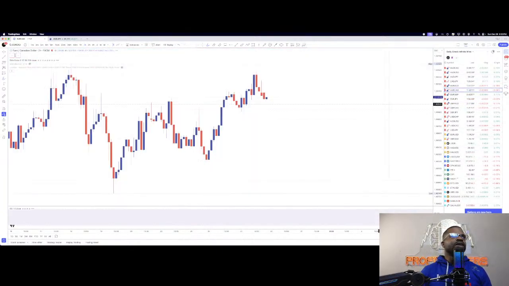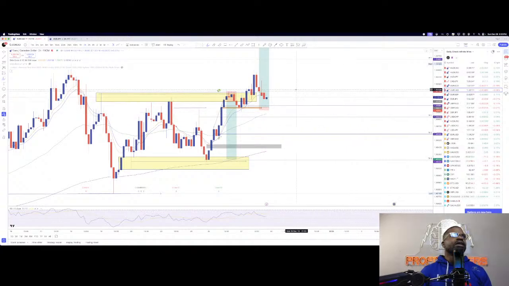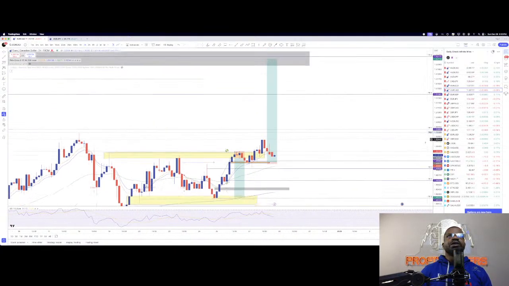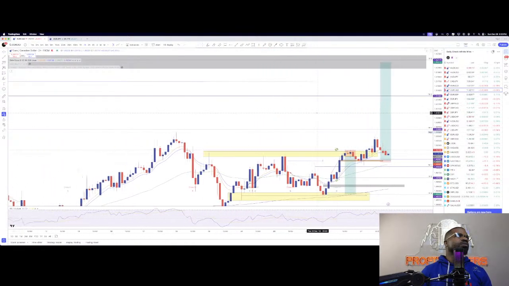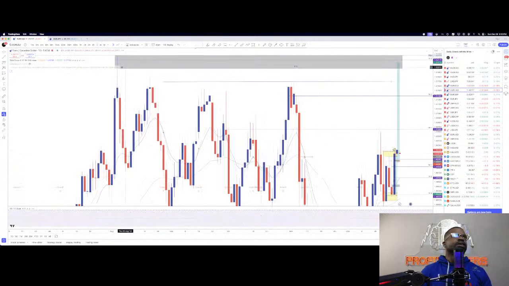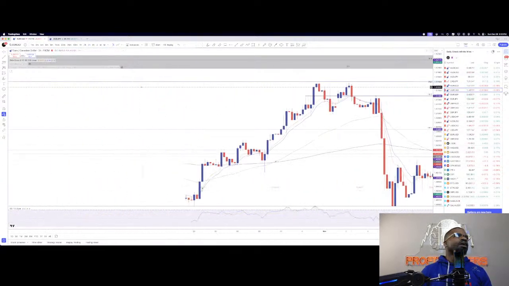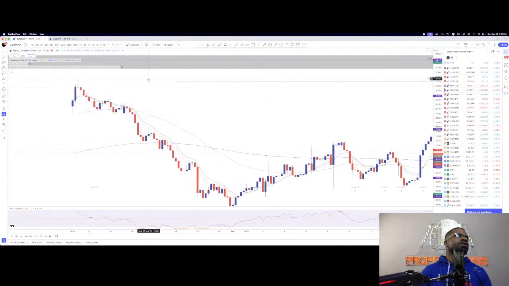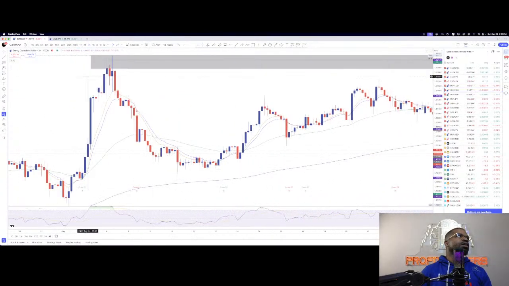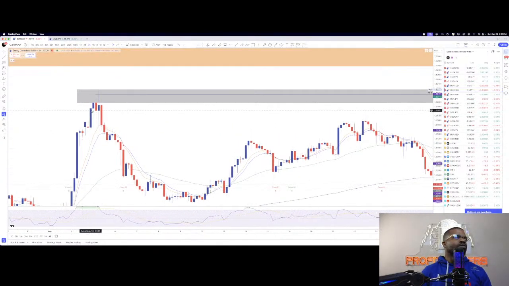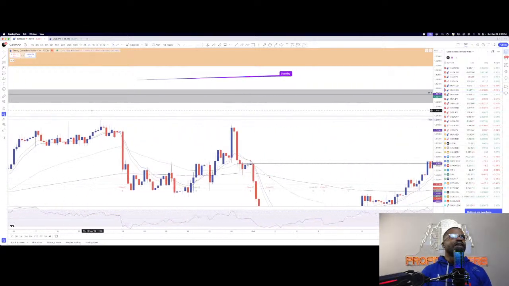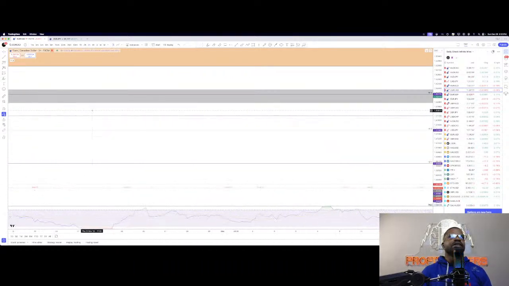What else did we take? Euro CAD. Now, Euro CAD was a swing setup. What time frame was that? So on the higher time frame, 3 hour. Again, we saw a double top right at the highs that has yet to be retested.